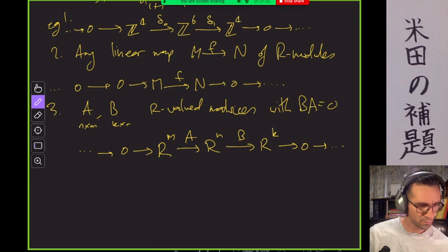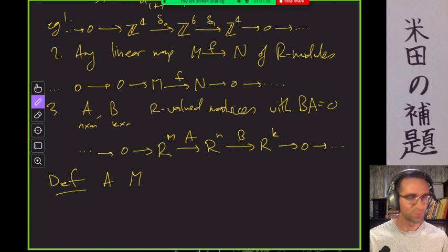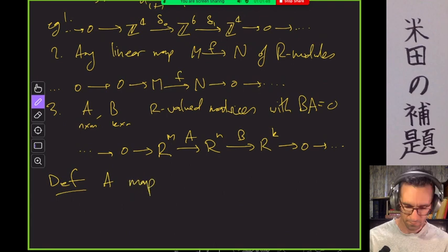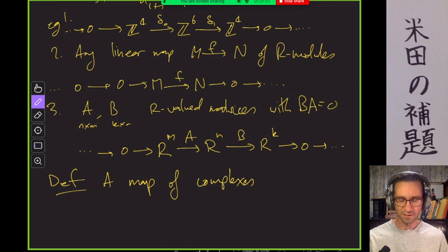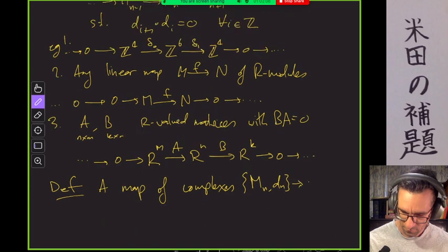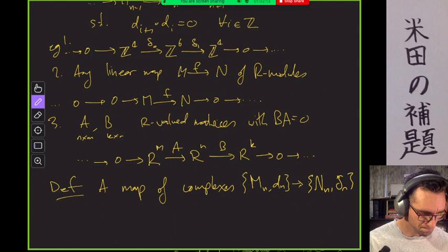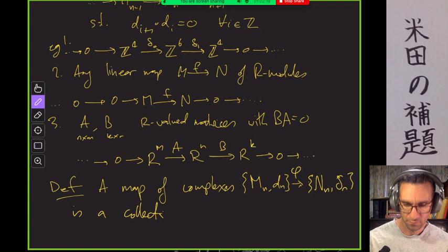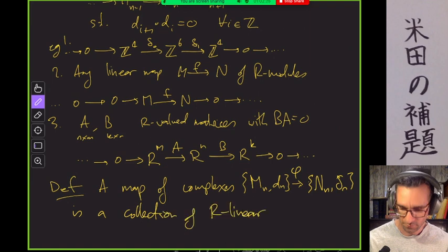But maybe I'll just talk about maps. Whenever you have a gadget, you want to ask what the maps between such gadgets are. Complexes. Complex means co-chain complex of R-modules. Let's call this phi, a collection of R-linear maps, one for each integer.